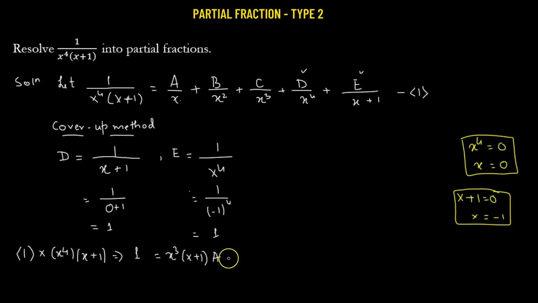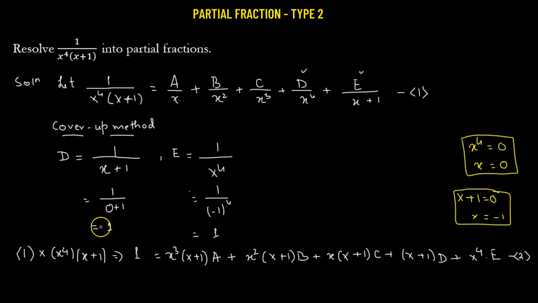This is going to be the first term, followed by x squared times x plus 1 multiplied to b. Then the third term is going to be x times x plus 1 multiplied to c. Then the fourth term is going to be x plus 1 times d. And the fifth and the final term is going to be x raised to the power of 4 times e. We're going to label this as equation number 2.